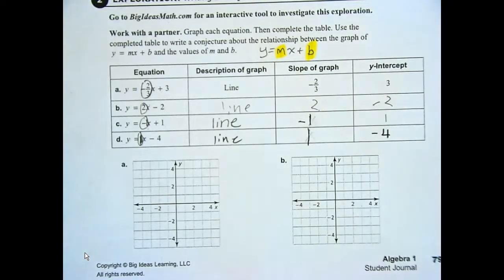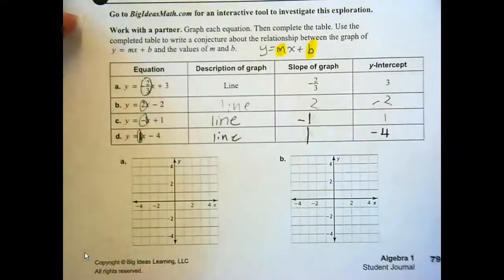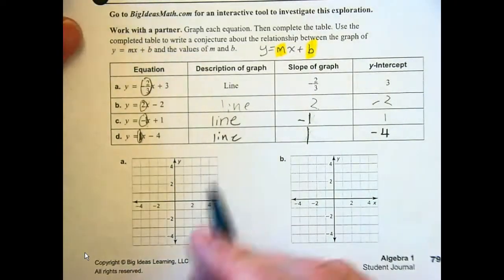For a bonus dum-dum, anyone know the name of the number in front of X? Slope. Oh, it actually is slope, but that's not the one I'm looking for. Actual special name, I'll give you a dum-dum. Special name for the number that's attached to a variable. No. It's called a coefficient. Coefficient. Okay. That's a boring name.